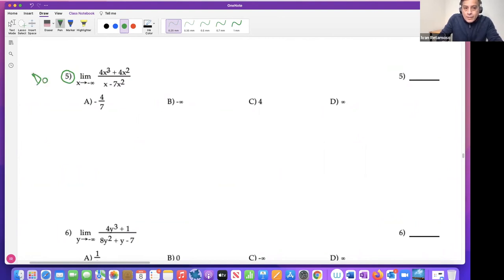Hint, top heavy, right? Because cubic on the top, quadratic on the bottom, top heavy. So we know in advance that the result for this is gonna be either positive infinity or negative infinity. But which one? We gotta do the work. So try it out, guys. And then second hint, notice that this guy is the biggest power on the denominator. So divide both by that x squared, simplify, and then make your decision. I will write it again here so that it's bigger and everybody can see.